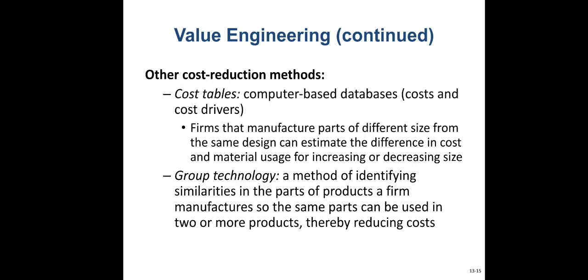Okay, other cost reduction methods. So there are other cost reduction methods that can be used. For example, cost tables, computer-based databases of costs and cost drivers. Firms that manufacture parts or differences from the same design can estimate the difference in cost and material usage for increasing or decreasing size. Group technology, a method of identifying similarities in the parts of products a firm manufactures so the same parts can be used in 2 or more products, thereby reducing costs.